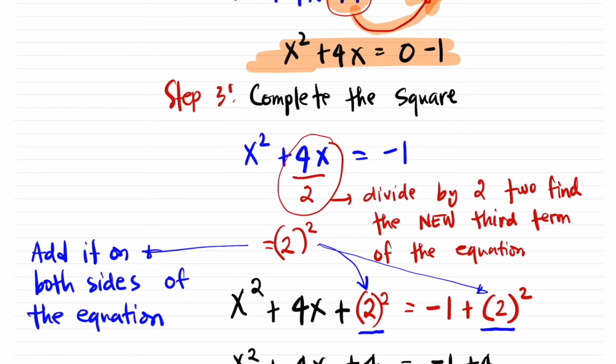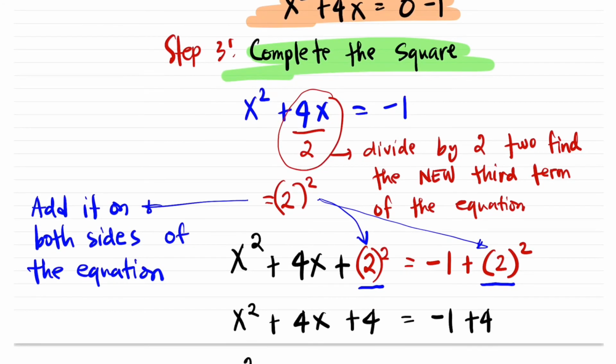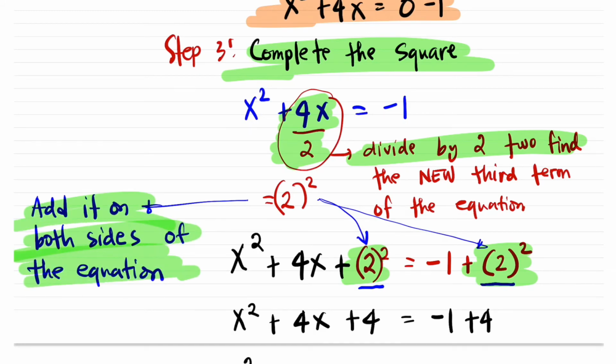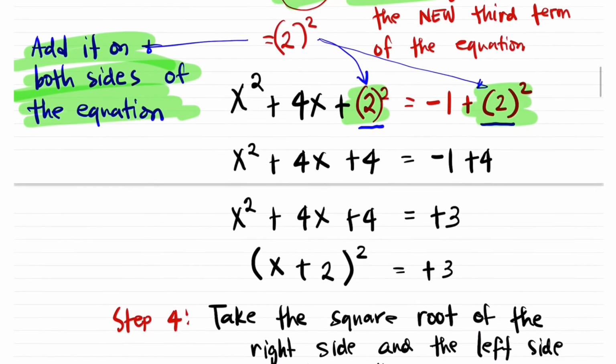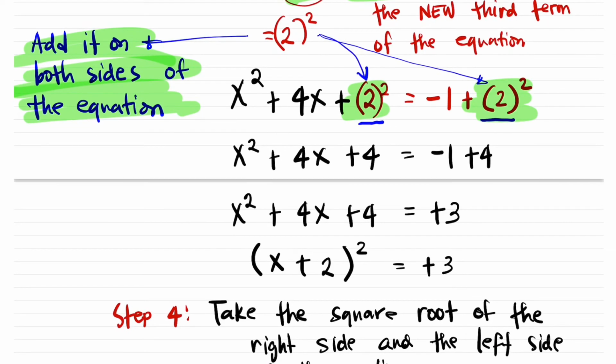So we do step 3, we complete the square. How do we do that? We divide the middle term by 2, and square it, to have a new third term. When you add it here, you add it also on this side, so add it on both sides of the equation. Then we simplify.